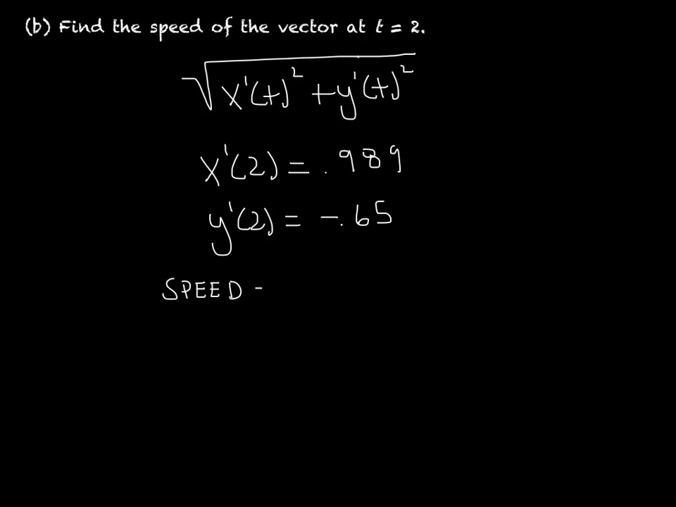All right, and then you throw those into our little formula for speed. And speed is equal to the square root of those things squared. So x prime of 2 squared plus y prime of 2 squared. And that is going to equal 1.186.